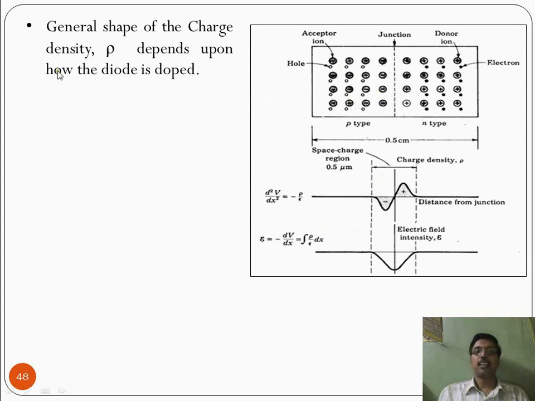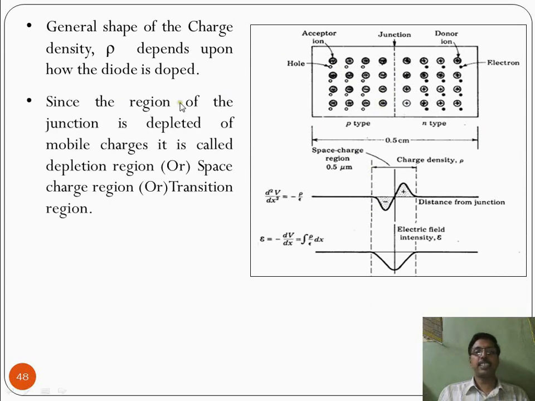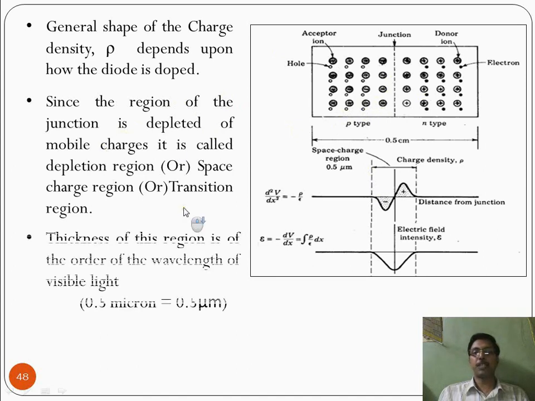The general shape of the charge density rho s depends upon how the diode is doped. Since the region of the junction is depleted of mobile charges, it is called the depletion or space charge region. The thickness of the space charge region is in the order of the wavelength of visible light, that is 0.5 micron, equal to 0.5 micrometer.